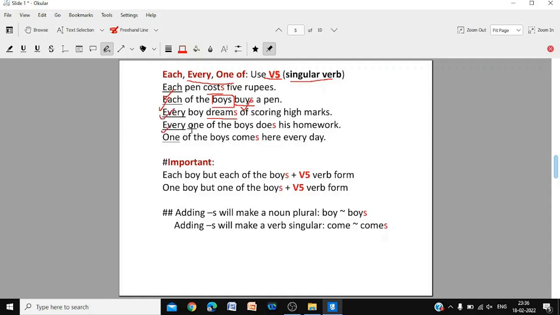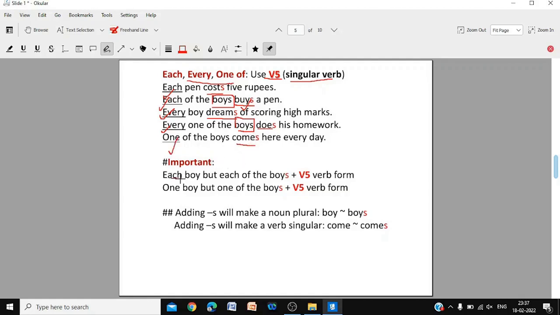Every one of the boys does his homework. Don't be confused by the word boys. It is every, so use the singular form, does. One of the boys comes. One means singular, comes, V5.